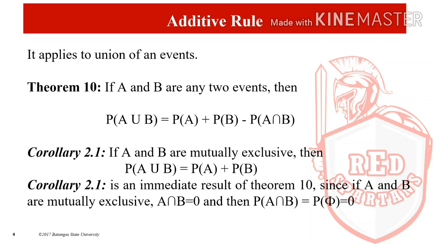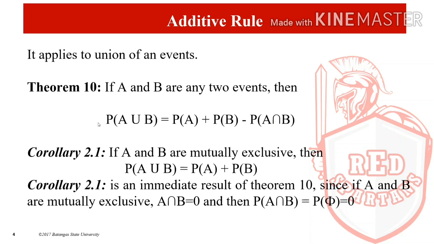For theorem number 10, if A and B are any two events, then the probability of A union B is equal to the probability of A plus the probability of B minus the intersection of events A and B. So yan ang ating theorem number 10.